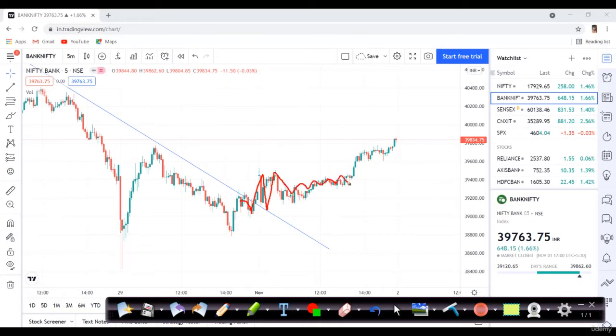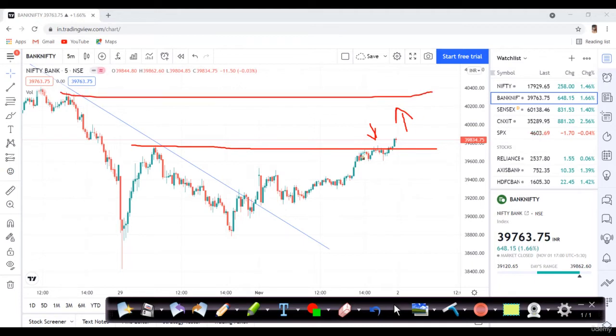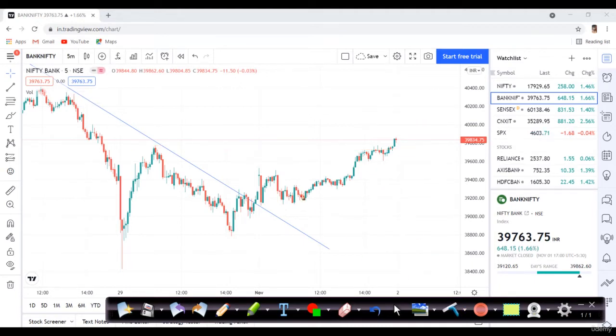It was just moving sideways and again gave a breakout, but it never came down below the trend line. If you see this one, what is the best trade here? If the market breaks this one, then it's the best trade. Now today the market broke this one, that means tomorrow there is a high chance that the market will move upside at least to this swing. That's the whole logic of the trend line.